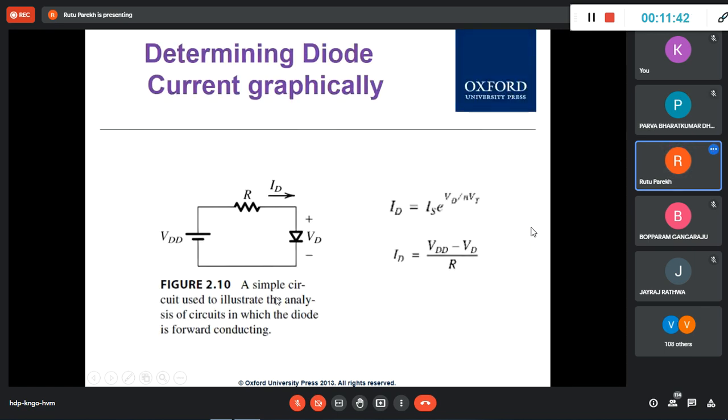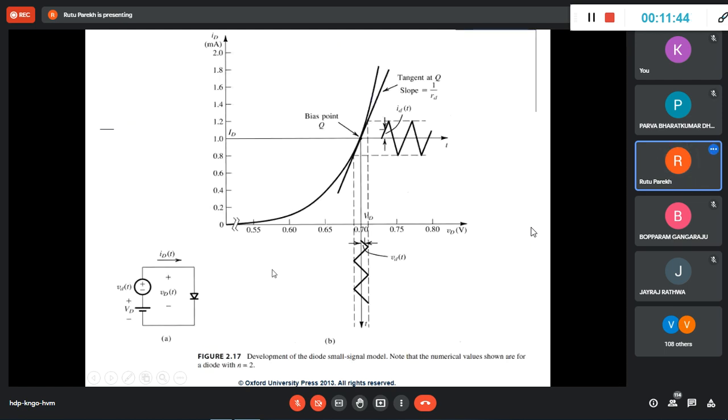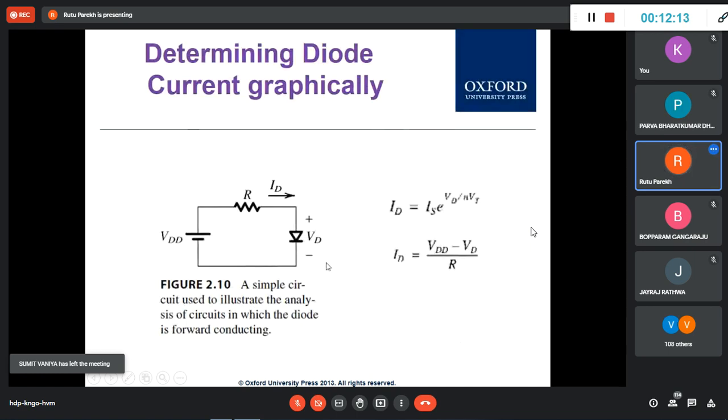Now this diode, we don't directly connect to the supply. There is a resistor which will protect the diode, because if the voltage is high, a very high current will flow and it will get destroyed. So the diode should be protected, and there is a resistor in the circuit. That is this resistor, which will protect the diode from getting destroyed.